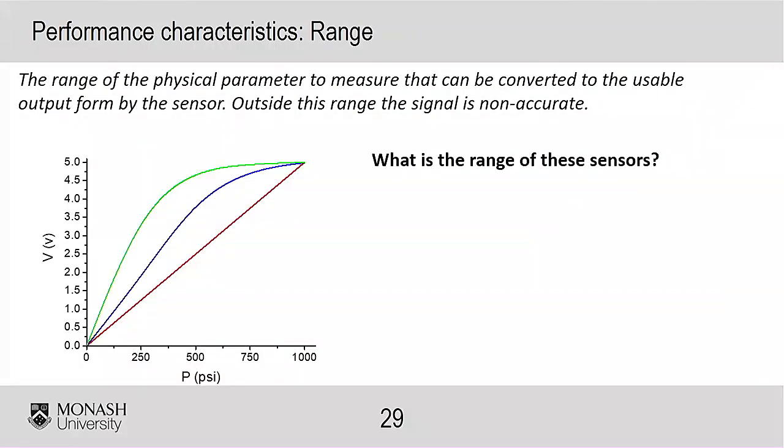So the next performance characteristic to talk about is range. Okay, so range, essentially we're looking at the range of the physical parameter to measure that can be converted to the usable output form by the sensor. Usually outside the range the signal is non-accurate. A lot of the times they can at least detect a signal outside that range, but a range is usually specified based on the accuracy of the sensor.